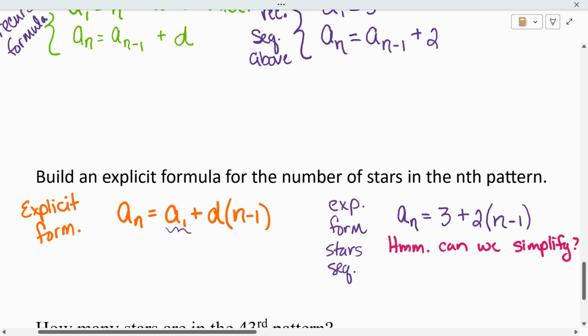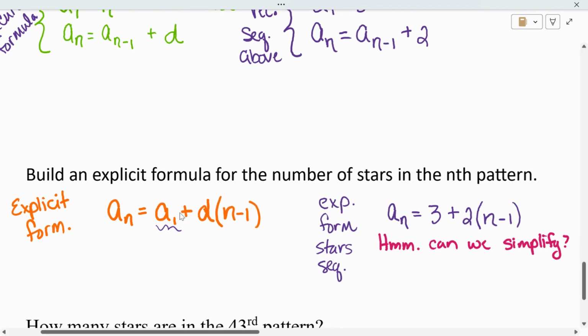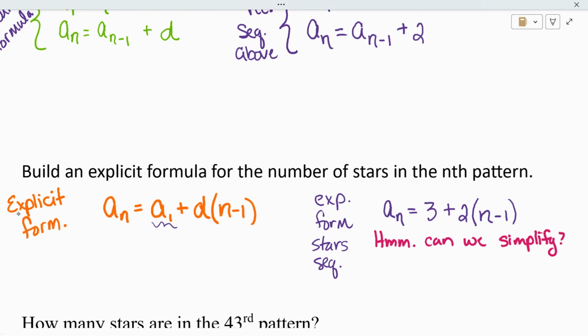Can we simplify this? Yes, we can. What would we do to simplify it? That 2 can't be combined because why? Why can't that 2 be combined with the 3? I love that because you have to distribute it through the parenthesis. I want to do exactly what Owen said.